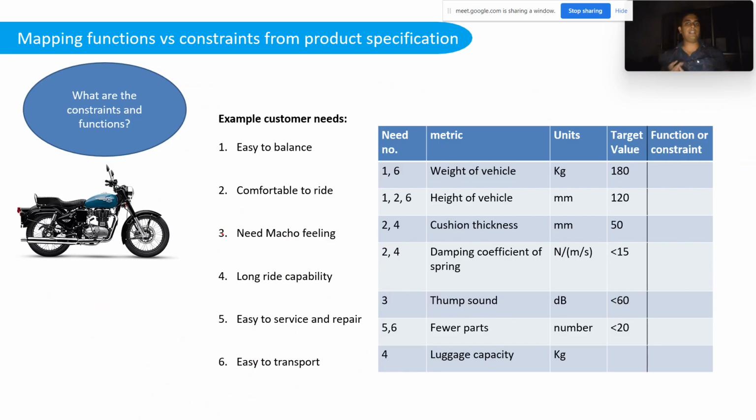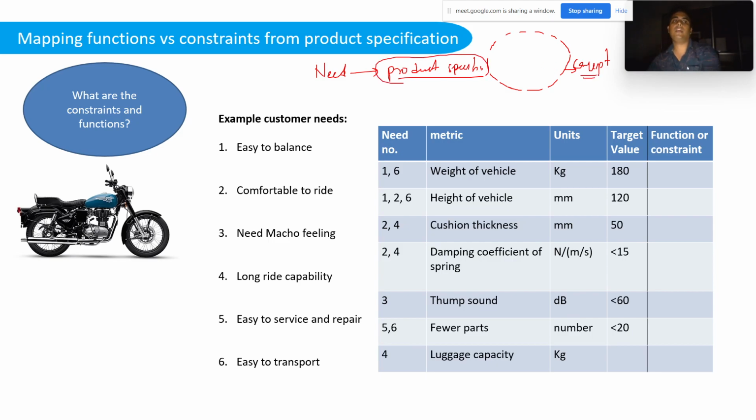Okay, so in today's class, I'll be talking about some of the other important concepts. What we did in the last class, we reached from the customer needs to product specifications. But we are still away from the actual concept. So now the question comes: what needs to be done in order to convert these specifications into concepts? For that we need to understand what are functions and what are constraints.